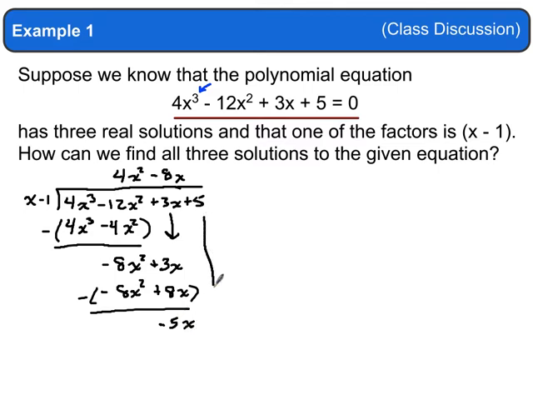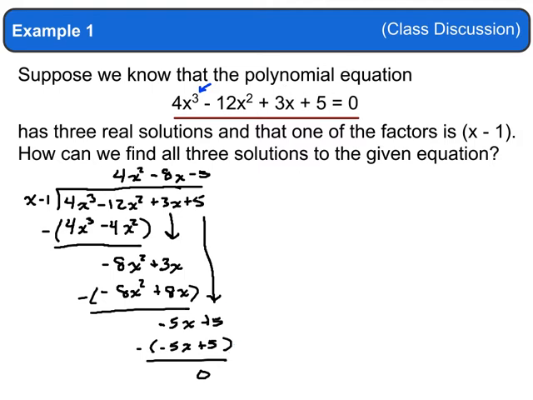I'm going to bring down the 5, so we have a plus 5. So x goes into here negative 5 times. So we get negative 5x plus 5. And when we subtract, we get a remainder of 0. That also confirms that x minus 1 is a factor.